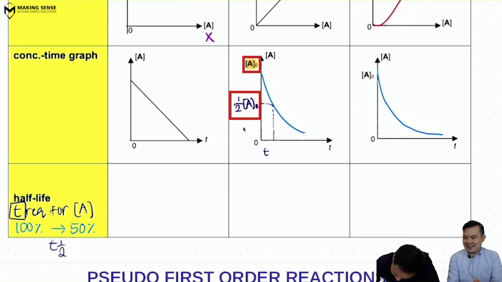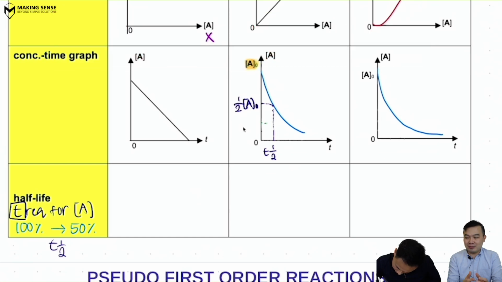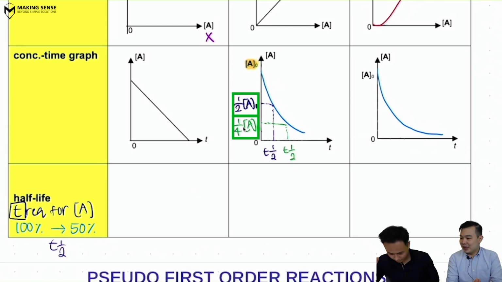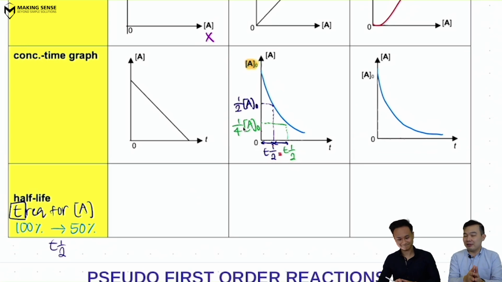All right. Now, the special thing about first order is that the half-lives are always constant. And to prove that to you, I'm going to go on to do the second half-life. So from half of A naught, I'm going to halve it further. So now it's going to be 1/4 of A naught. And let's take a look at the time that it needs to achieve that particular concentration. So you notice that this is going to be the second half-life. Now, the special thing about first order is that these two half-lives must be equal, or that's what we call a constant half-life.